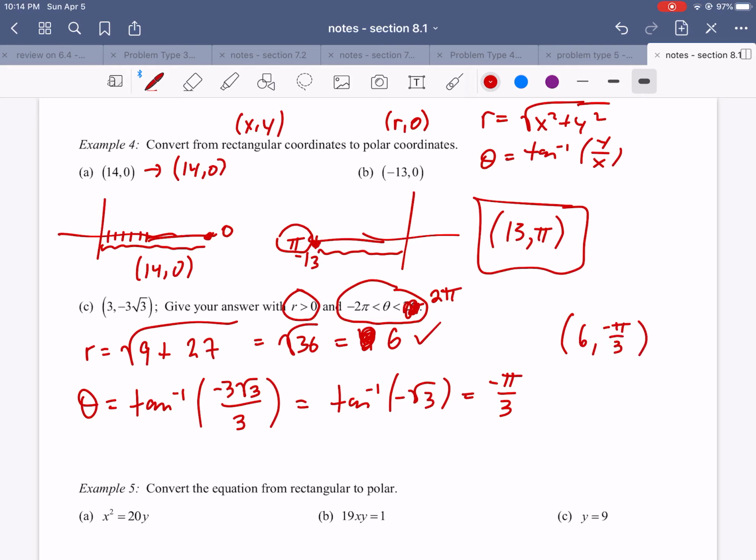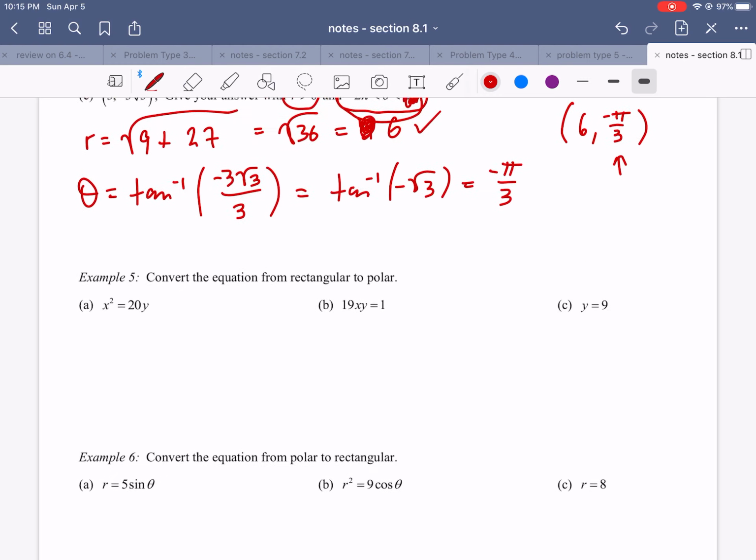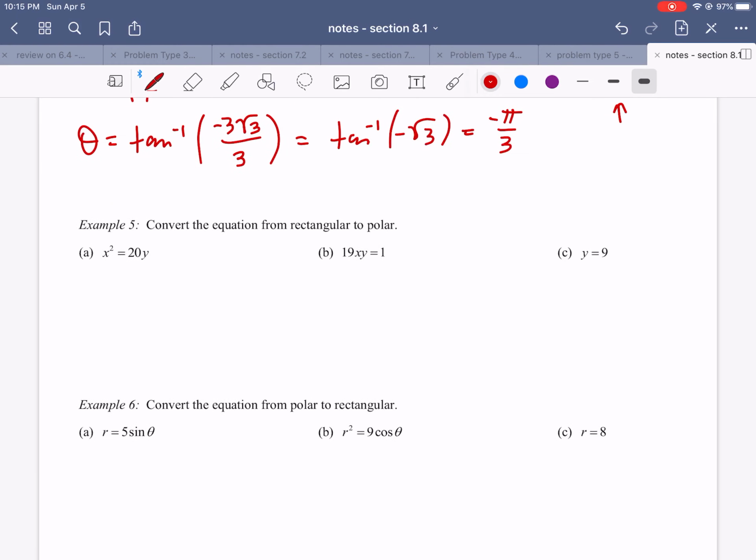But as we know, there are going to be multiple correct answers because it's real easy to change that angle just by adding or subtracting 2 pi. You wouldn't want to subtract 2 pi in this case because that would put you outside of the parameters for this problem, but you could definitely add 2 pi. That would be perfectly fine because that would put you at 5 pi over 3, which is still between negative 2 pi and 2 pi like this problem wants.